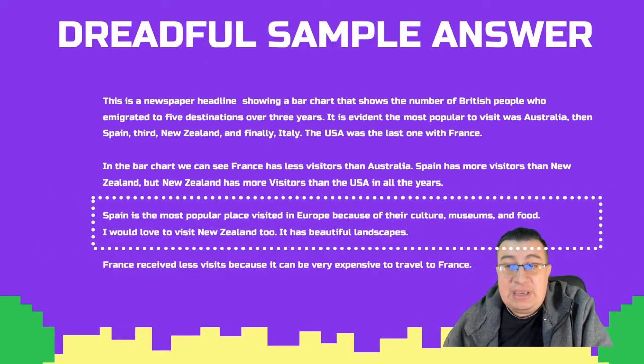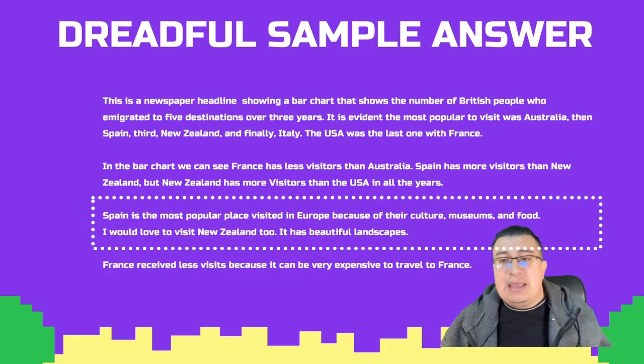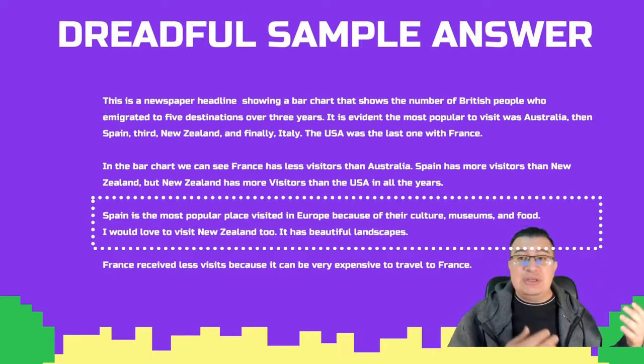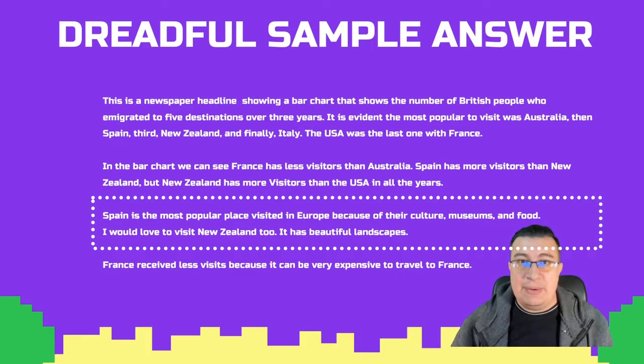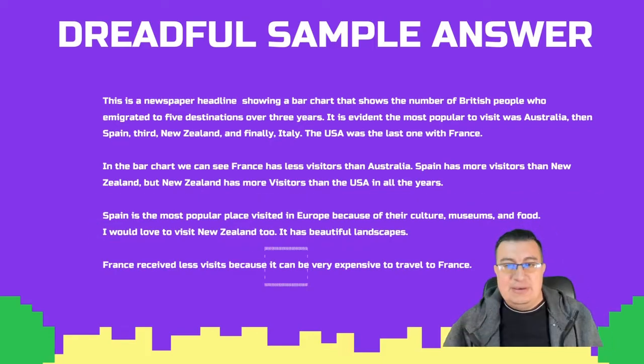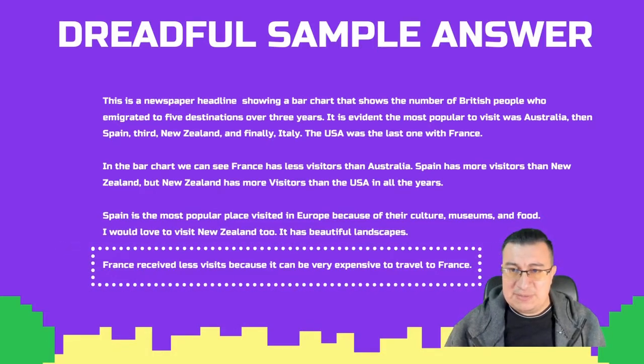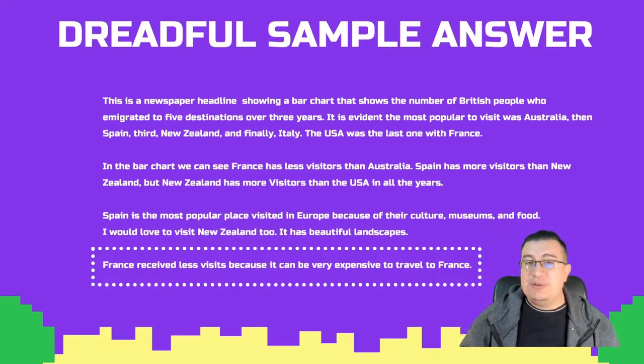Next paragraph. Okay, this is definitely giving me a headache. Spain is the most popular place visited in Europe because of their culture, museums, and food. I would love to visit New Zealand too. It has beautiful landscapes. Just like the newspaper, they never mention these items in the graphic, so why? If it is not in the graphic, don't even talk about it. Well, right. Finally, France received less visits because it can be very expensive to travel to France. You may think that people don't do this, but actually, these mistakes that you see here are pretty common.